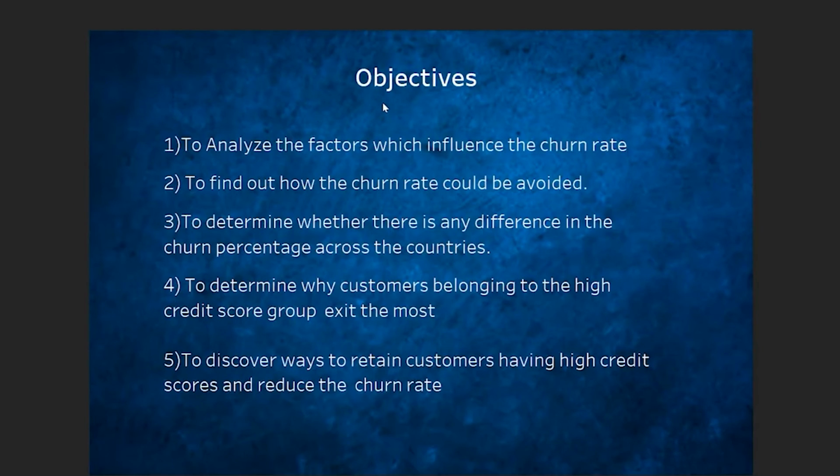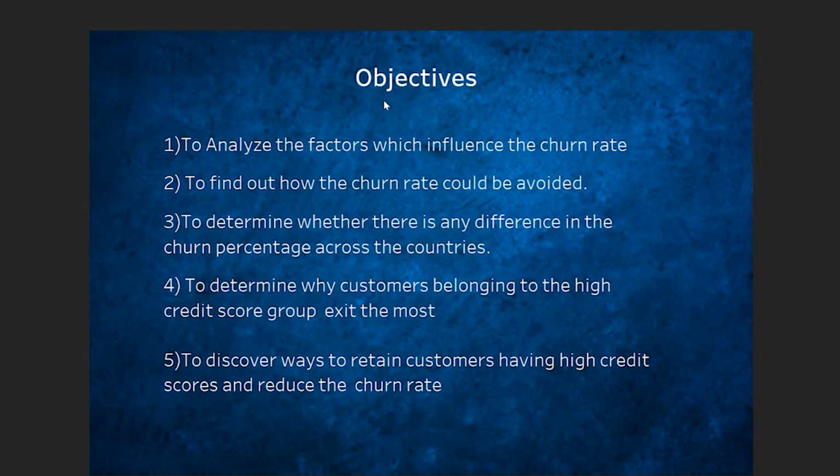The second objective is to find out how the churn rate could be avoided. By taking into account the complaints of the customers and addressing their needs, bank can successfully improve the satisfaction score given by the customers, which in turn can reduce the churn rate.